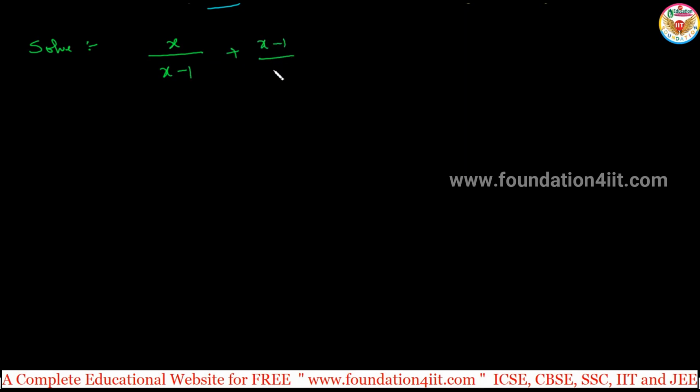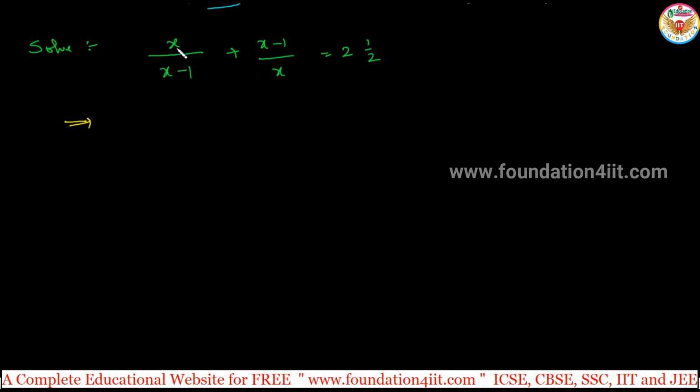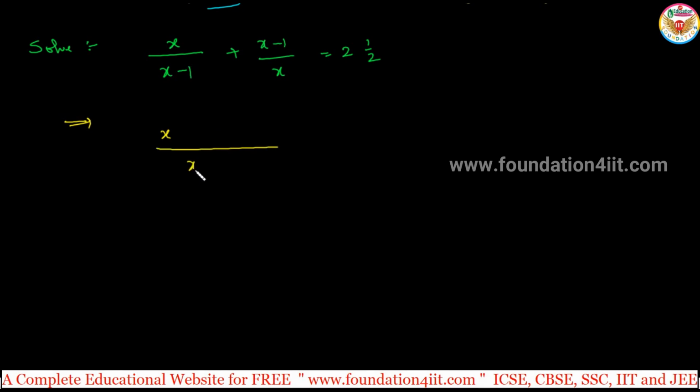The question is solve, same factorization method. In case the question is in fractions like x divided by x minus 1 plus x minus 1 by x is equal to 2 1 by 2. According to the rule, first clear all the fractions and brackets if necessary. No? So this is in fraction form. We can simplify this just by doing LCM. That means x minus 1 into x, divided by x minus 1 into x. You can take this one.